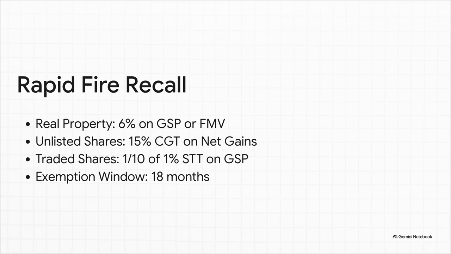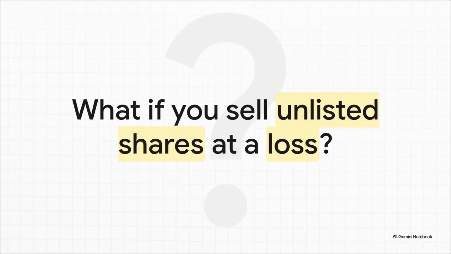Ready? Rapid fire. Real property CGT, 6% on the higher of GSP or FMV. Unlisted shares, 15% capital gains tax on the net gains. Traded shares on the exchange, a tiny 0.1% stock transaction tax on the gross selling price. And what's that critical window to replace your principal residence? Exactly 18 months.